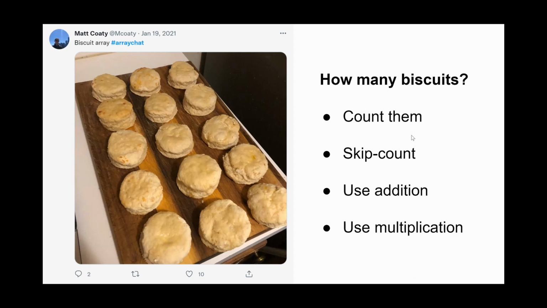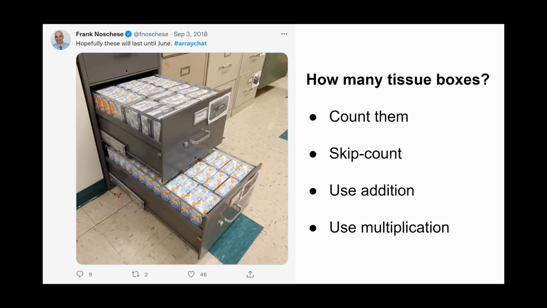So just to practice, just to enjoy the process a little bit, can you count how many biscuits there are? One by one, 1, 2, 3, 4, 5, 6, so on and so forth. Can you skip count? Are there 2 ways you could skip count? Can you use addition? Can you multiply to find out how many biscuits there are? Pause if you need a little more time to explore this.